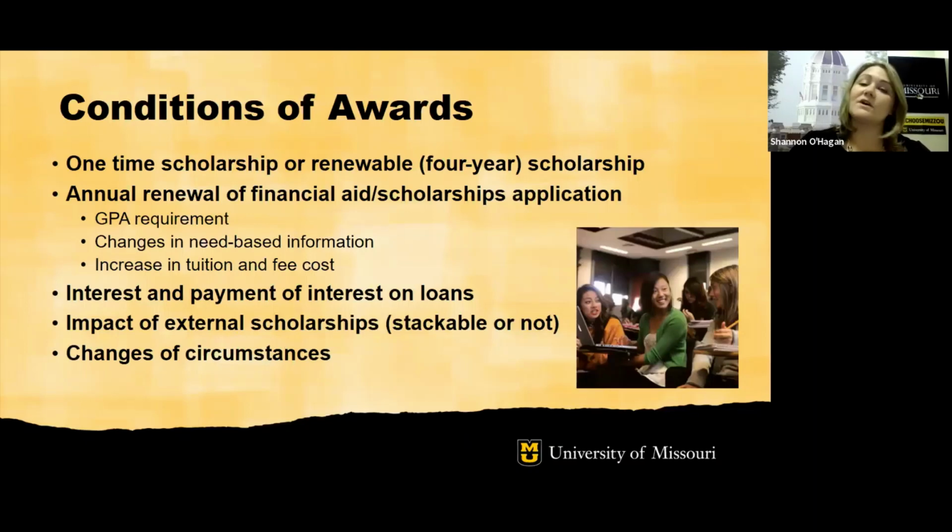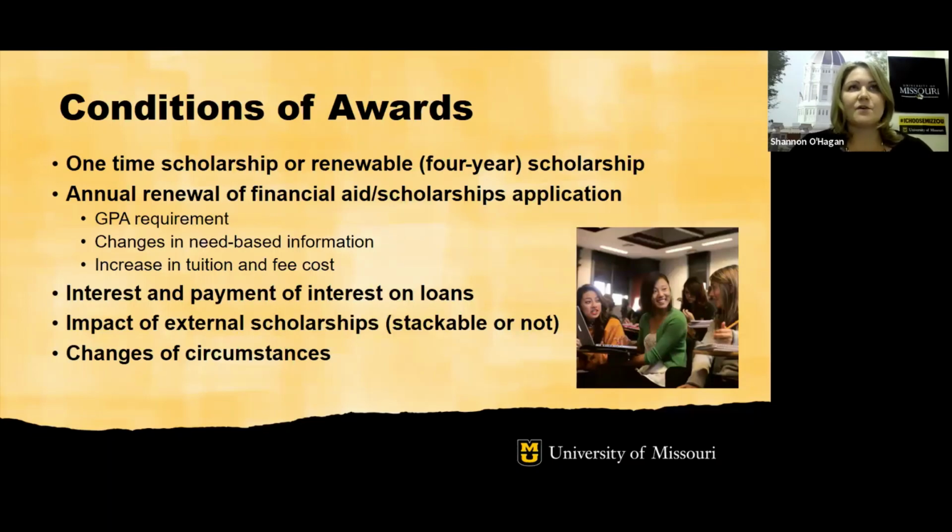And then for those of you who are seeking external scholarships, it's important to be aware that external awards could have an impact on your scholarship eligibility. So for example, if you're given an external scholarship that ends up paying for all of your tuition and fees at the university, then you may not be eligible for institutional awards. And if that situation changes, that's something that you would need to notify the university.